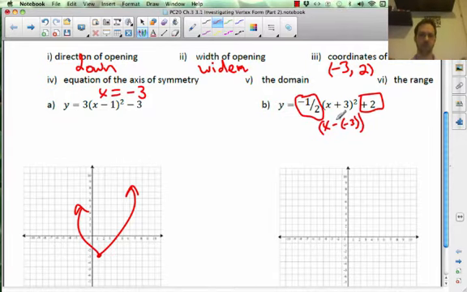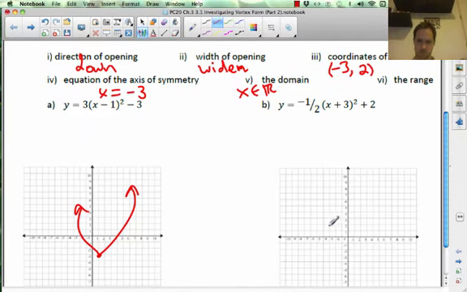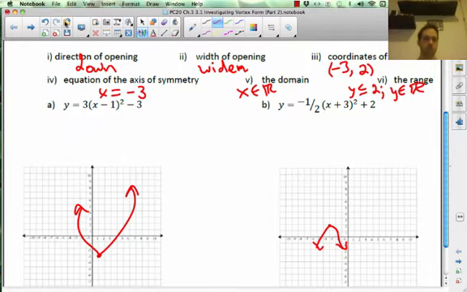The domain, whatever values of x we're allowed to try to input in here, x is an element of the reals. And the range, since this one opens down and it starts at positive 2, so your vertex would be right here, and it opens down, it will go infinitely down, and it will never go above positive 2. So y is always going to be less than or equal to positive 2. But otherwise, within that range, y can be any real number, so y is an element of the reals.